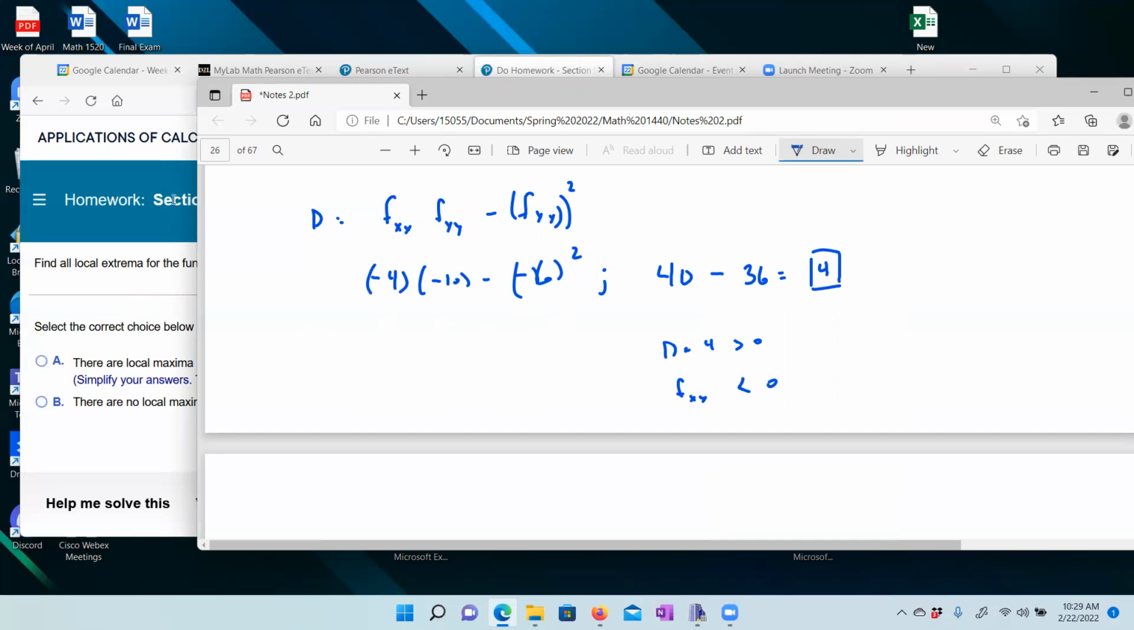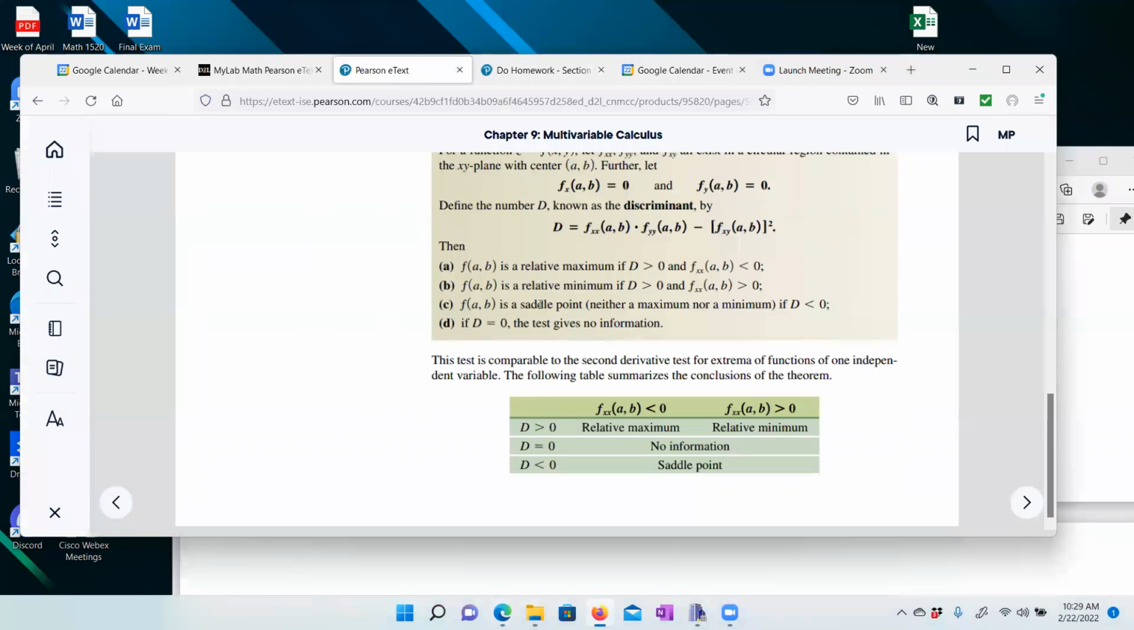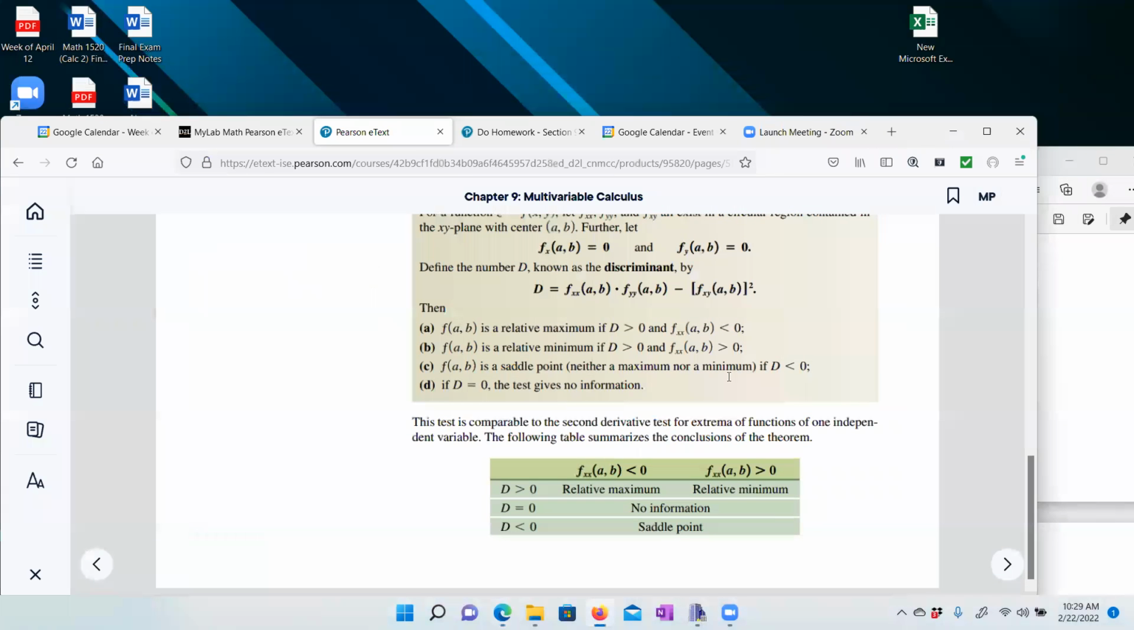So we have that. I'm going to go off and consult my chart, because that's what I have to do. My D was positive, so we're here still. But the fxx was less than 0, so we're going to have a relative maximum.